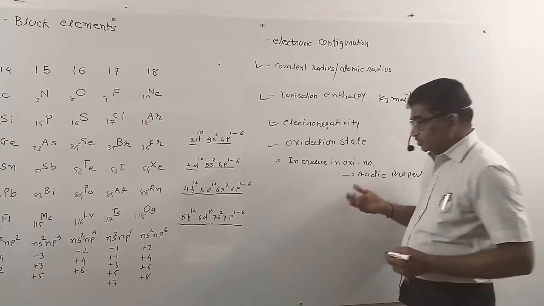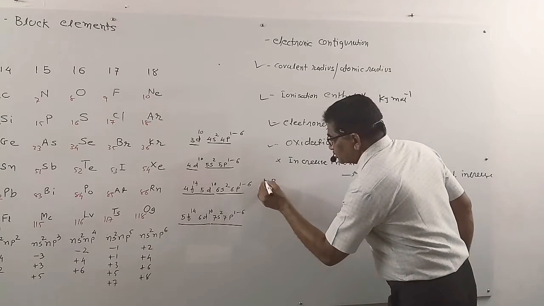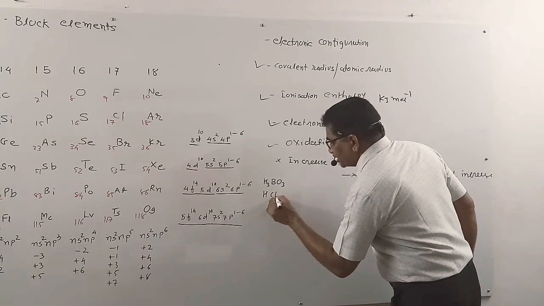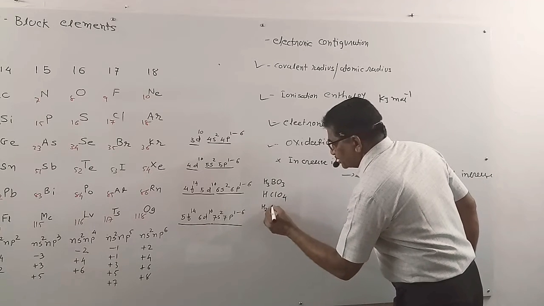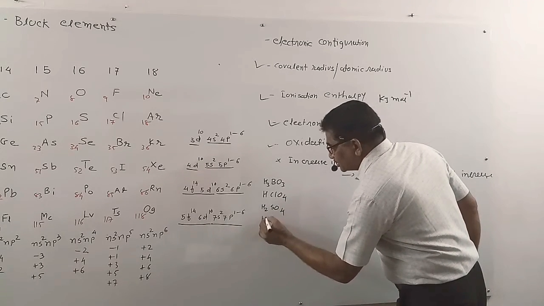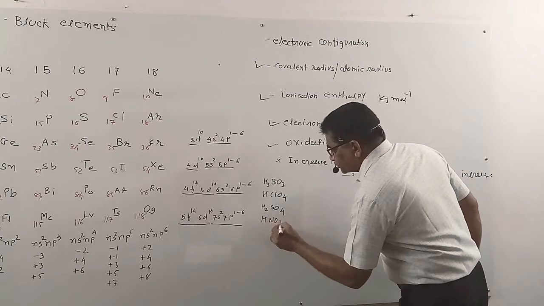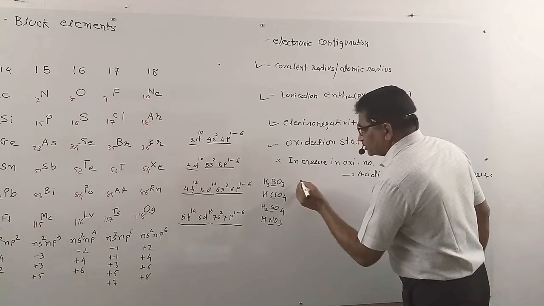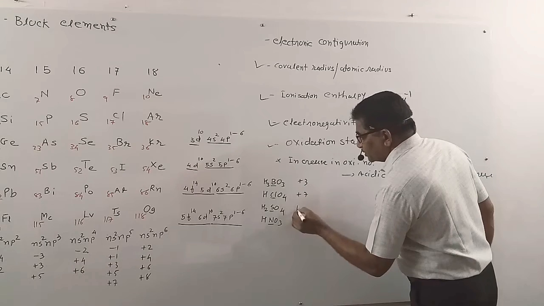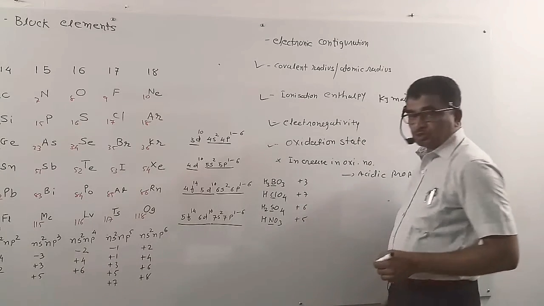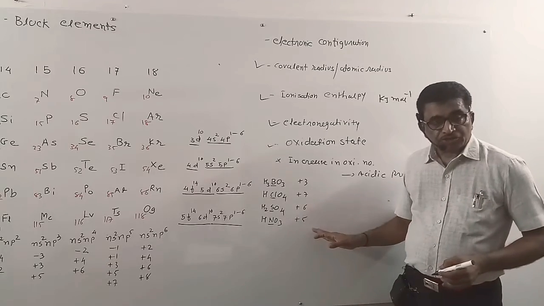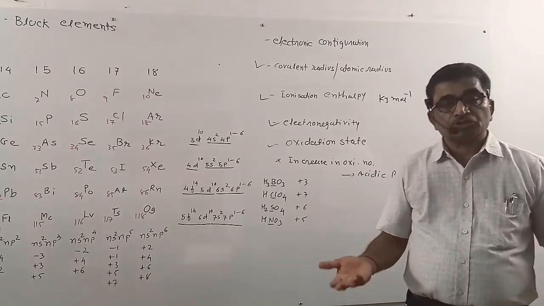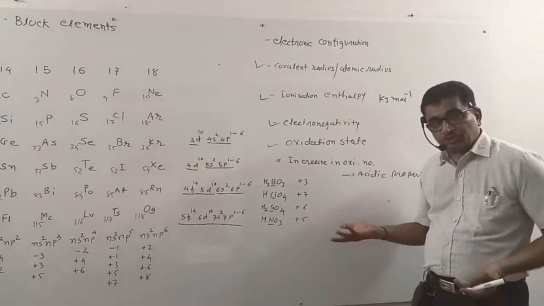As for example, suppose we take boric acid, H3BO3, perchloric acid, HClO4, sulfuric acid, H2SO4, nitric acid, HNO3. You know that here the oxidation states of boron, chlorine, sulfur and nitrogen are +3, +7, +6 and +5. So when the oxidation number is increased, the acidity of the substance is also increased and basicity will be decreased.